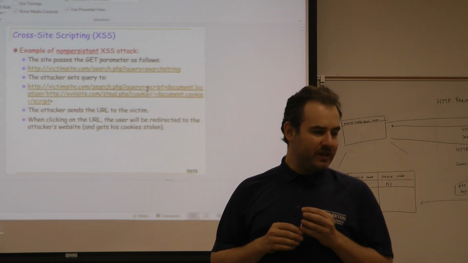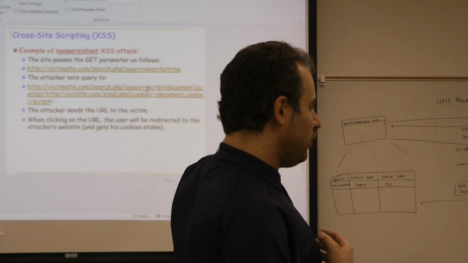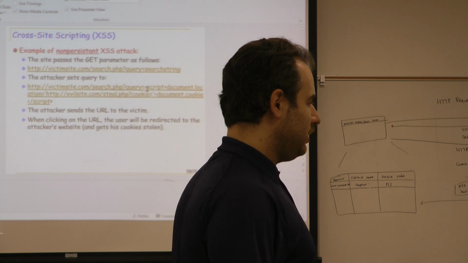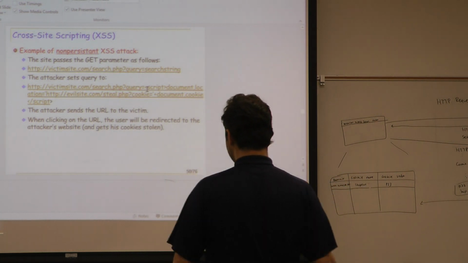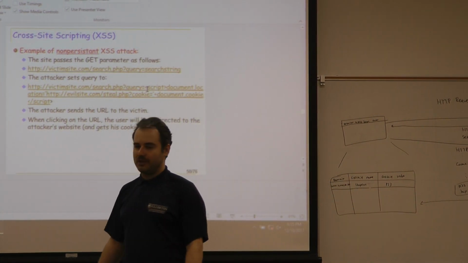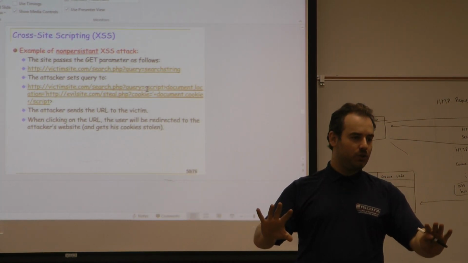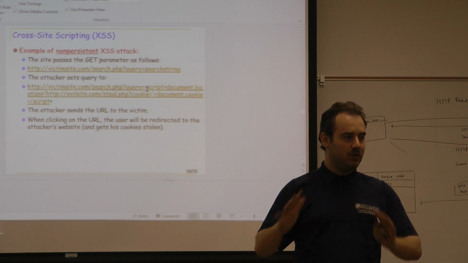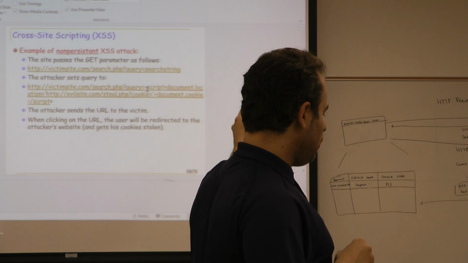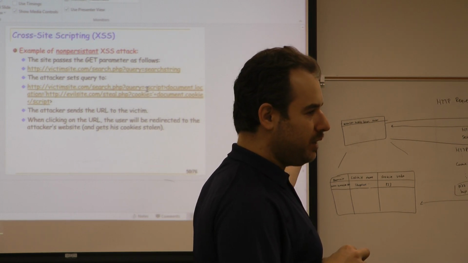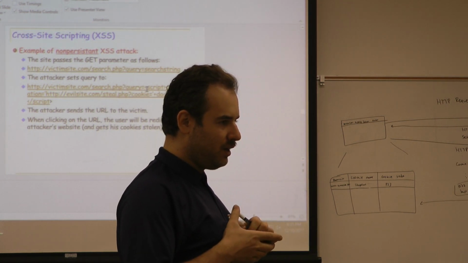Does that make sense? Now, why is it called non-persistent? It's called non-persistent because it is active only for this session. Okay? This will not affect every single user that visits the website. It will only affect the people to whom I send this particular query. So, in case of persistent, I inject it into the web page and it stays there for every single user that visits the website. In this case, it will only affect the users to whom I send this particular query. Okay? So it's non-persistent. Make sense?